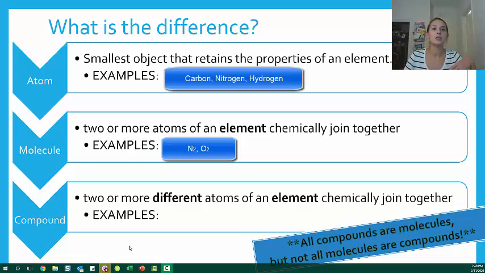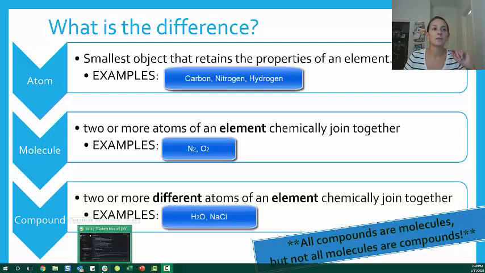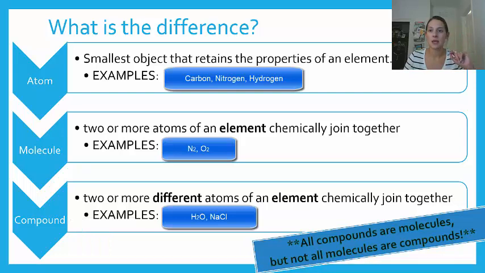A compound is 2 or more different atoms of an element that are chemically joined together. And so when we're talking about 2 or more different atoms, this is when we're talking about something like H2O, which is water, and more of those types of different things coming together with molecules of hydrogen and molecules of oxygen coming together. So with this said, there's a little caveat down here that says that all compounds are molecules, but not all molecules are compounds, because a molecule technically is 2 of something joined together.